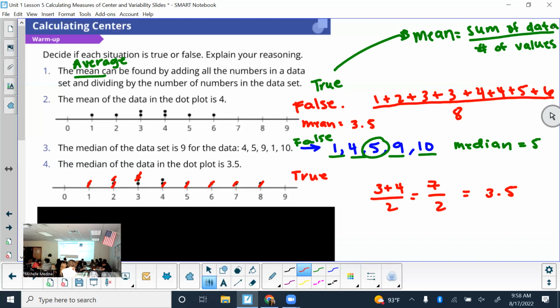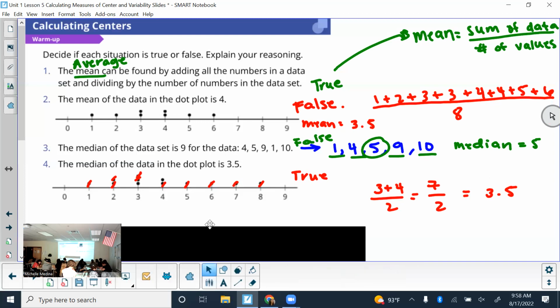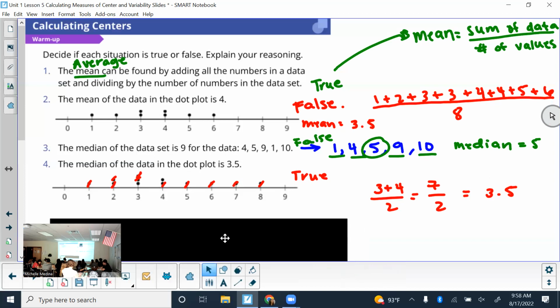So questions on the warm-up. If you got them all right to begin with, great job. You already know how to calculate mean and median. If you didn't, then just make those adjustments. And then hopefully by the end of the lesson, you're calculating mean and median well the first time.